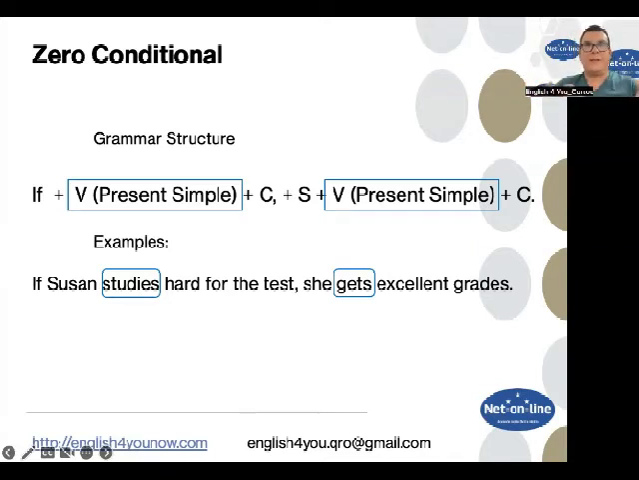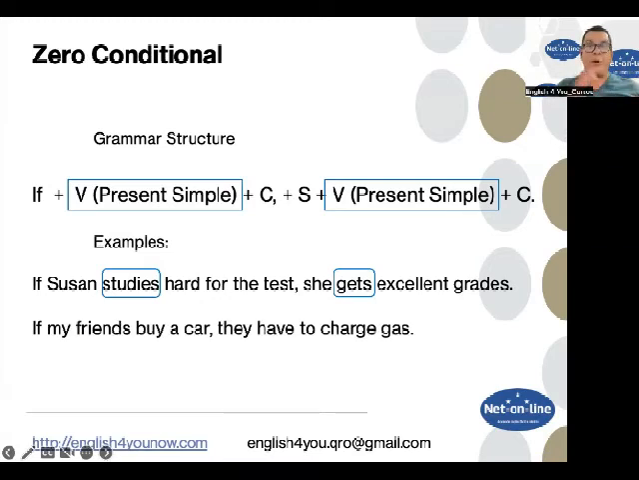Y otra cosa, la oración condicional, if Susan studies hard for the test, es algo que puede ser cierto. Es decir, si Susan estudia para su examen, ¿cuál va a ser una consecuencia real? Pues la consecuencia real es que ella obtenga muy buenas calificaciones. She gets excellent grades. Are you getting it? So, this is the zero conditional when the conditional and the result, they are true facts. And remember, both verbs in the condition and in the result, both verbs have to be in present simple.